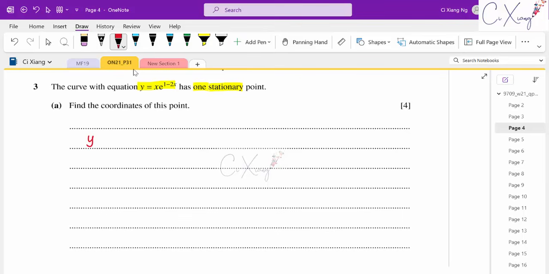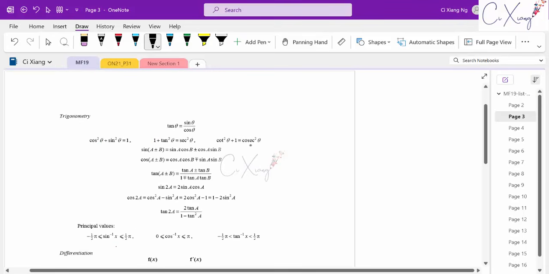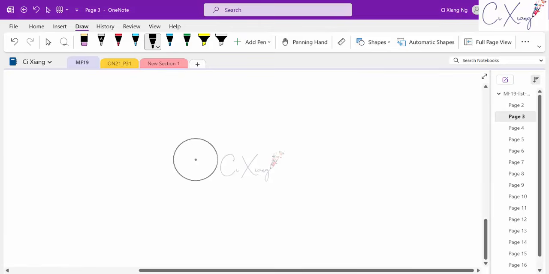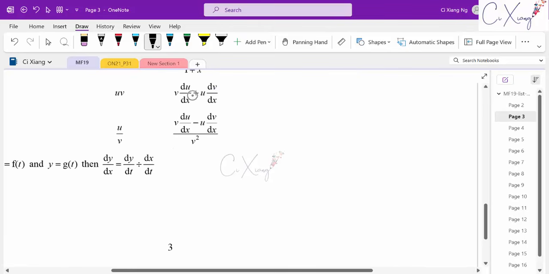We start from the equation y equals x times e power 1 minus 2x. If you observe this equation, it consists of two parts. It is a multiplication of two functions. The first function is x. The second function is the exponential function. So when you want to differentiate the product of two functions, you have to apply the product rule. If you forget the product rule, you can refer to your formula booklet on page number 3, under the differentiation part, where this is the product rule formula.